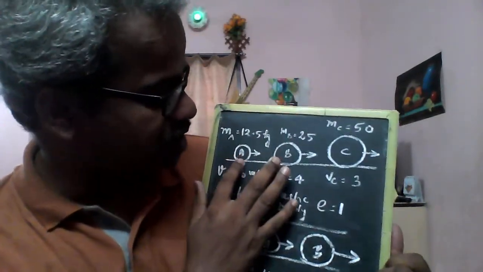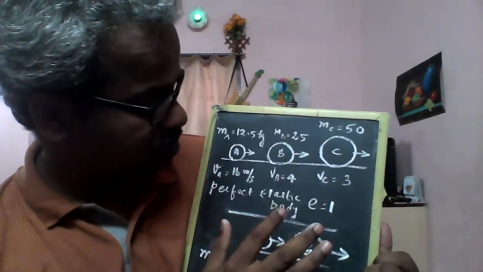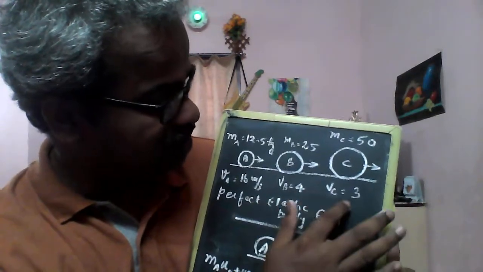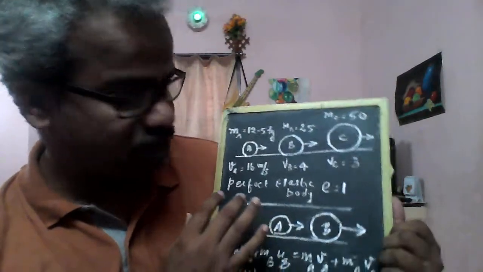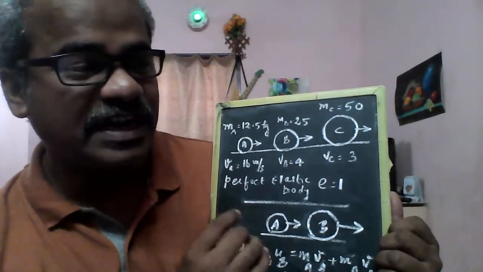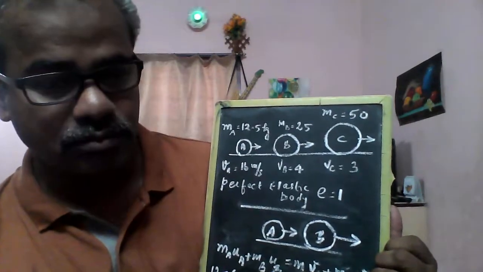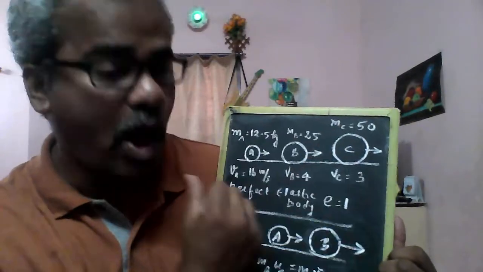The first body is having more velocity, the second body is having lesser than the first body's velocity, and the third body is having lesser than the velocity of the second body. If it is a perfectly elastic impact, what are the final velocities of the bodies after impact?